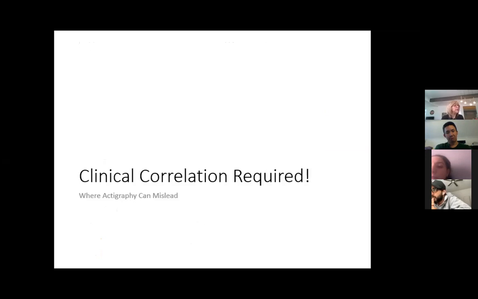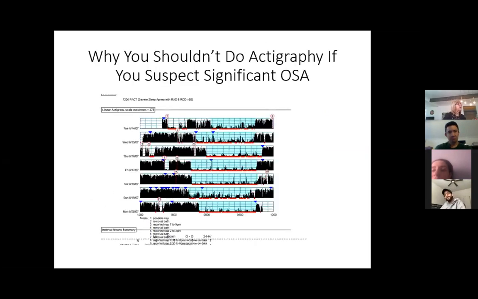Okay, where can actigraphy mislead you? When you read these things, don't believe everything that's in the algorithm. That's my message to you. Okay, so we did a research project and we collected data on kids with asthma and stuff. So what do you see here? And the answer, I'm going to just tell you the thought process here. This person snored to beat the band, lots of OSA symptoms, but look what the actigraphy looked like.